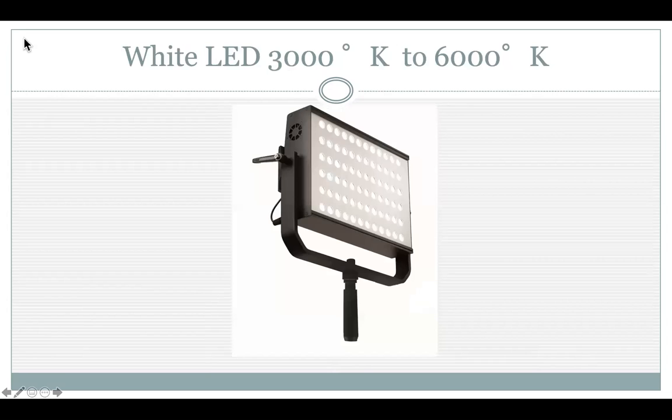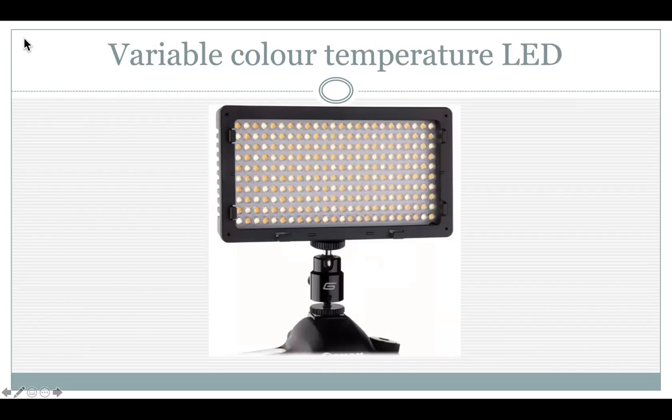LED panels, like I said, the ideal is to get a range between 3,000 and 6,000 if it's white and adjustable, because you want to be able to simulate any different kind of lighting that you might need. Okay. And then there's, of course, the variable ones.